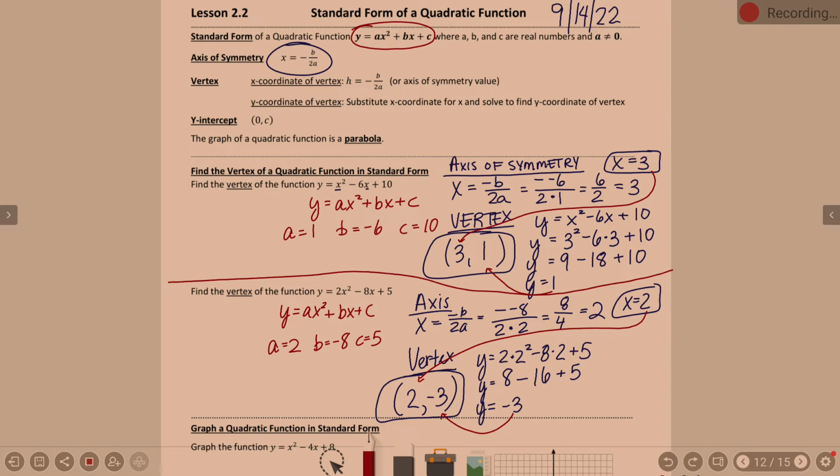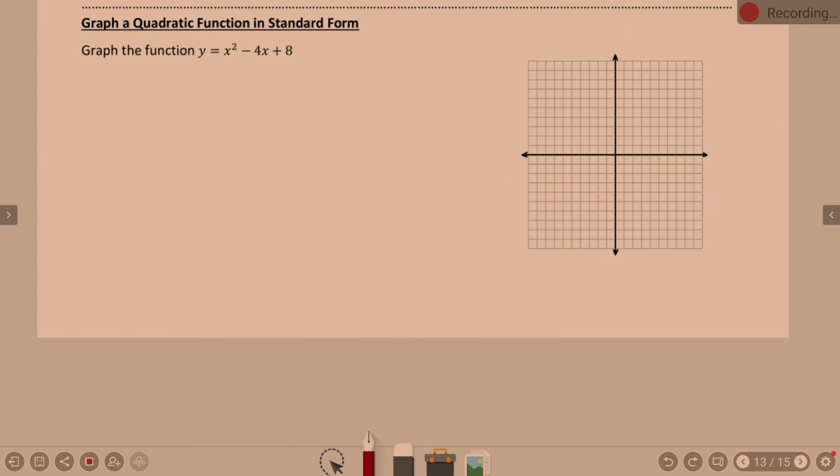Okay, so you're pros at axis of symmetry and vertex, yes? So you're ready to graph. In order to graph this function, first of all, what kind of graph is this going to be? Is it a parabola? How do I know it's a parabola? Because it's x squared, yes? Okay, so it's a parabola.